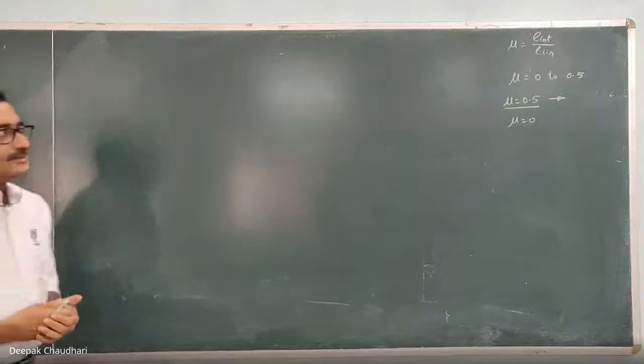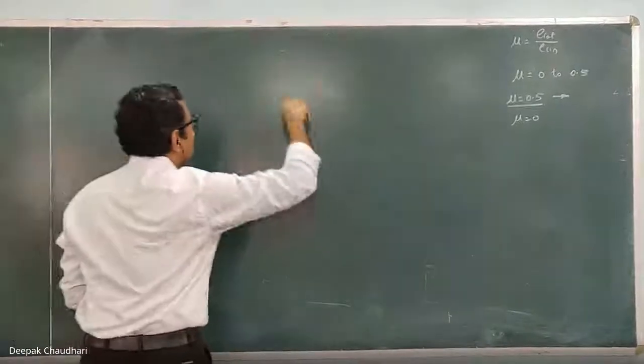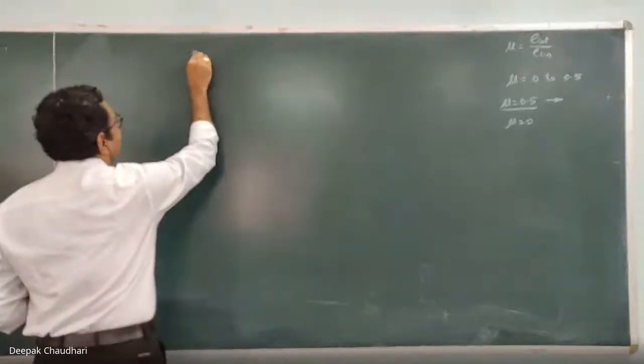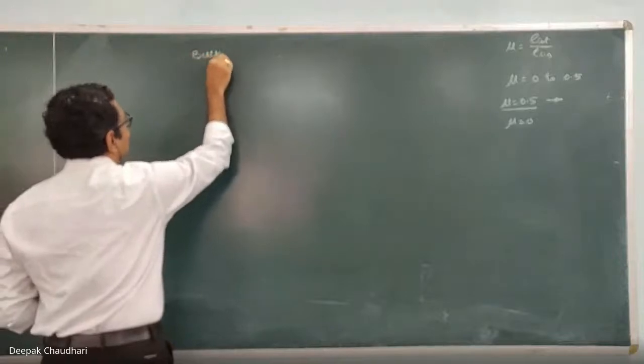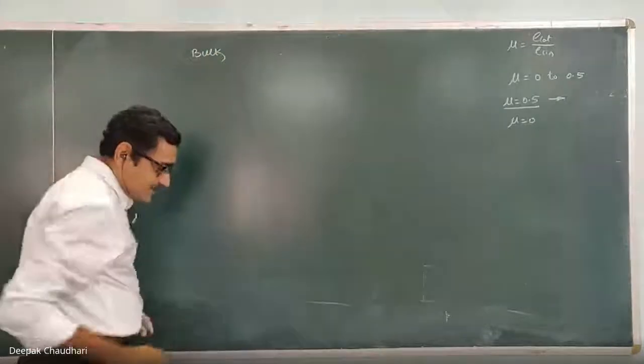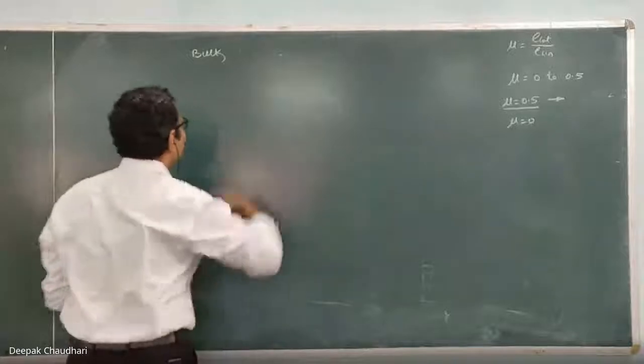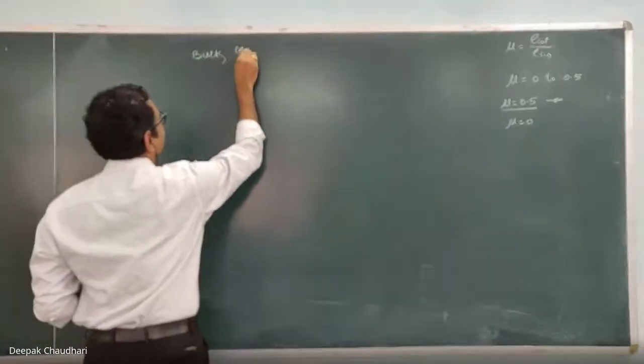I told you that this mu is related to compressibility. So the next elastic constant related to compressibility is the bulk modulus.